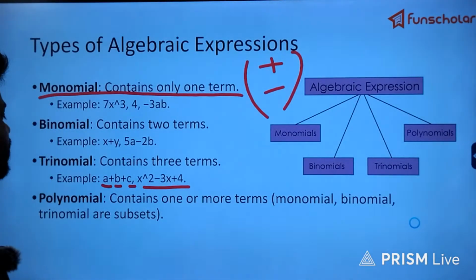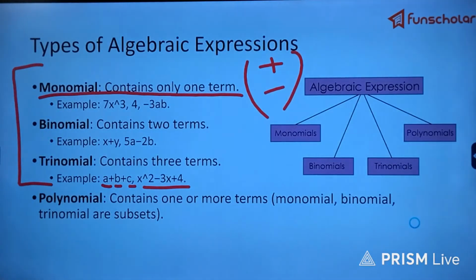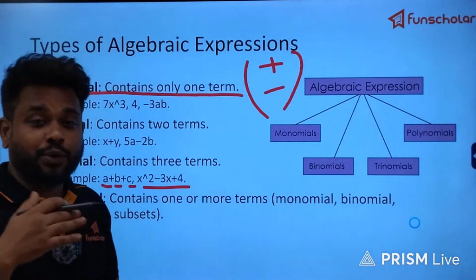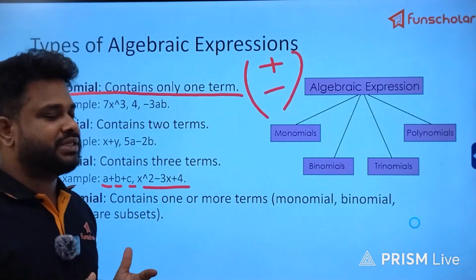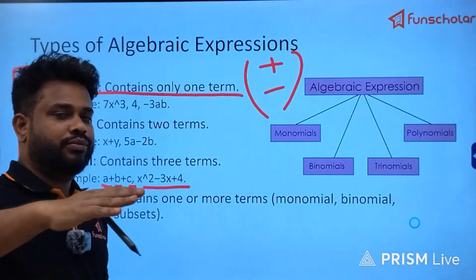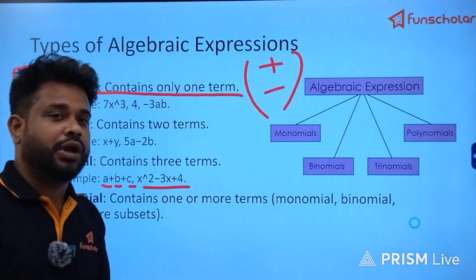And then come polynomials, which contain one or more terms. That means all of them, monomial, binomial, trinomial, quadrinomial, pentanomial. We don't generally use these terms for 4 or more terms, but they all will be considered to be polynomial.